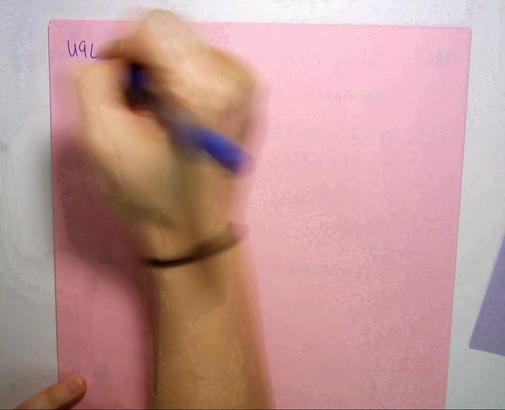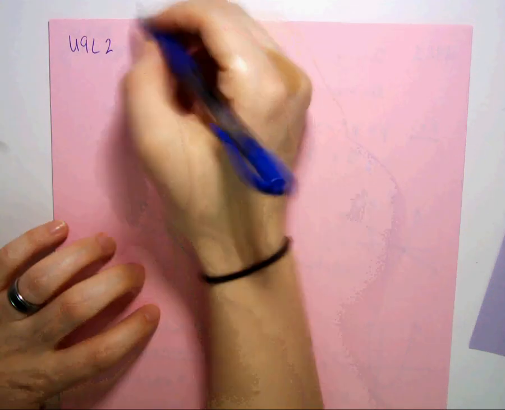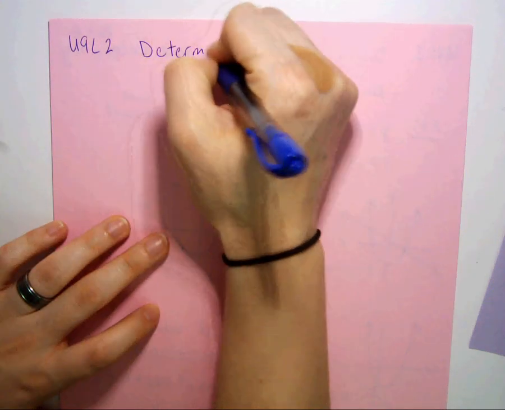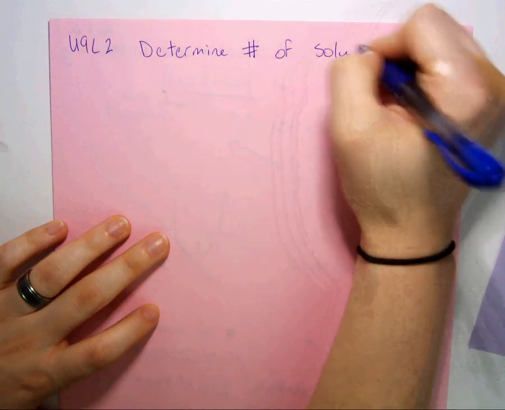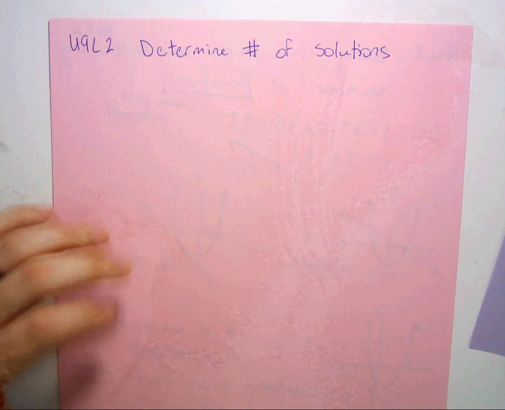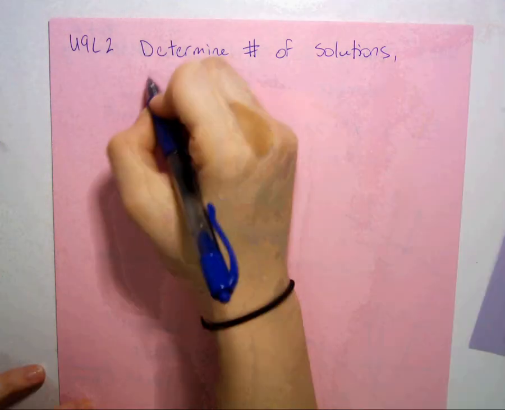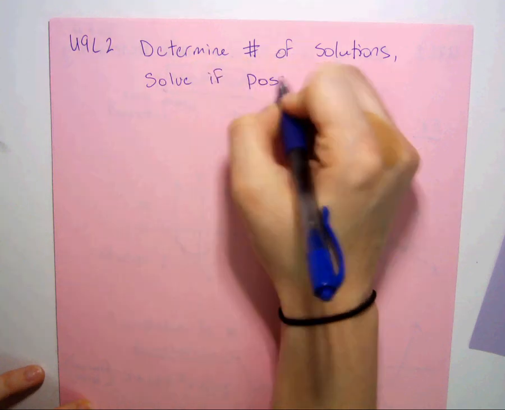Alrighty, so we are continuing on Unit 9, Lesson 2, and we're actually going to look at a couple of examples. So, what we are trying to do, we want to first determine the number of solutions, and then if we actually come up that we have any, one or two solutions, we want to solve. So we're going to solve if possible.